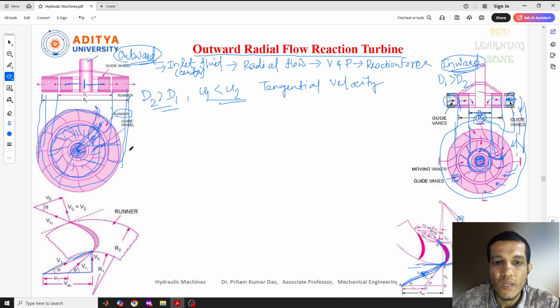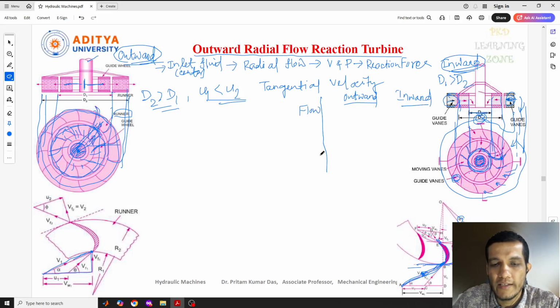Okay. So this is what I told you about the working principle of this outward radial flow reaction turbine, and some applications and some comparison also. If you want to compare these two, inward and outward, we have some comparison, like flow. So for this, let me write. This is the flow comparison. This is outward and one is inward.